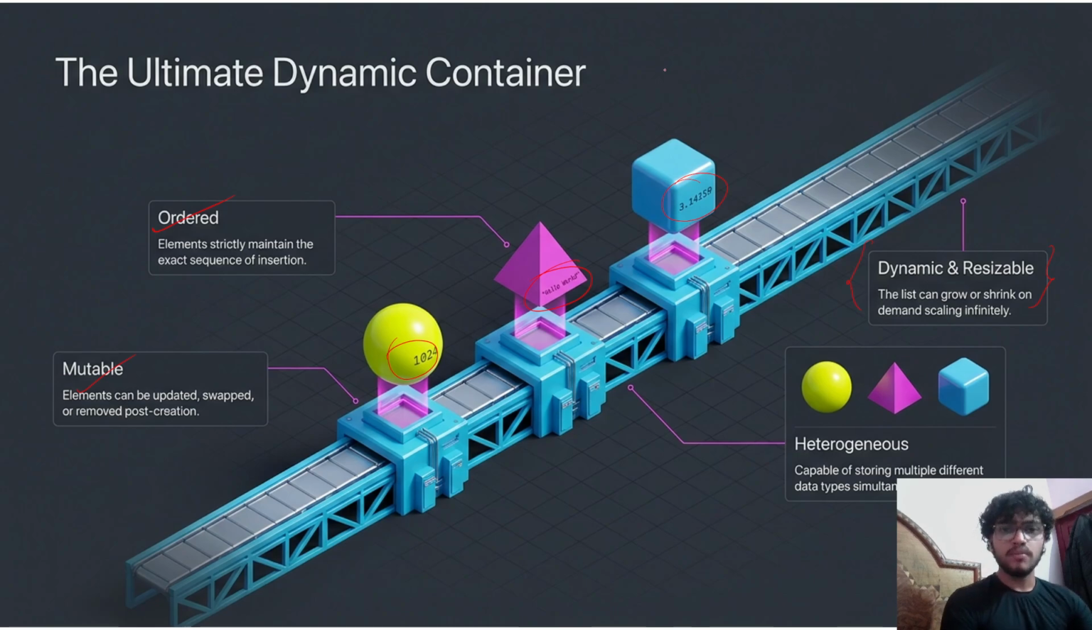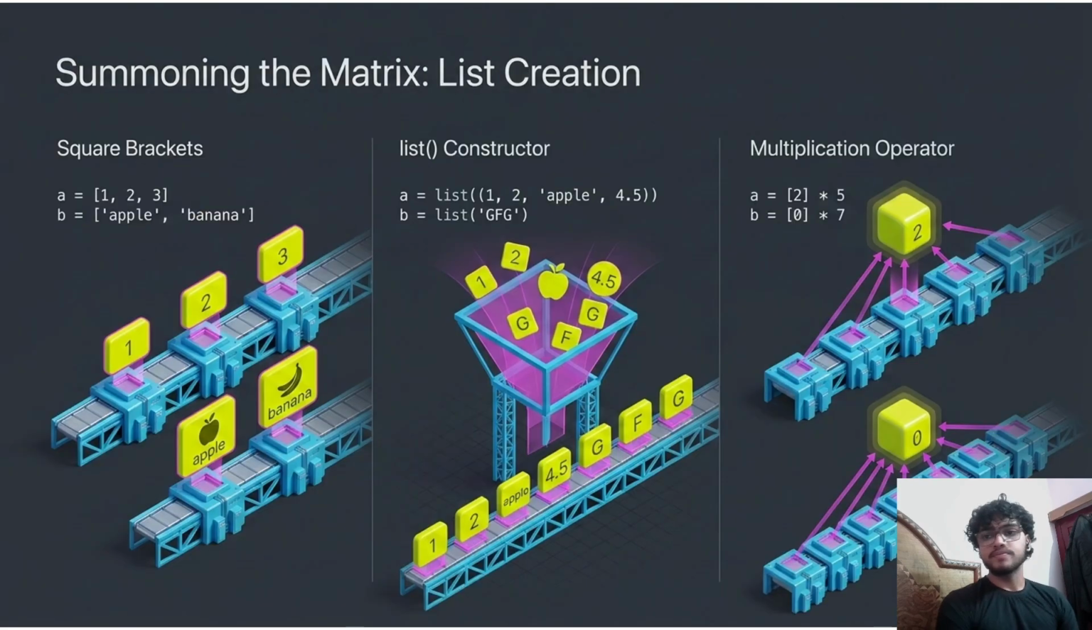So it's dynamic in nature. What is an example of a list? As I have already taught you, you can just write all of this, like 1024, 3.1415, or hello world. All of these are different types of items in a single container called a list.